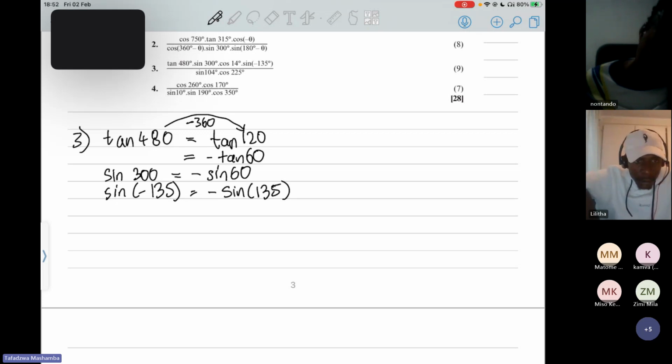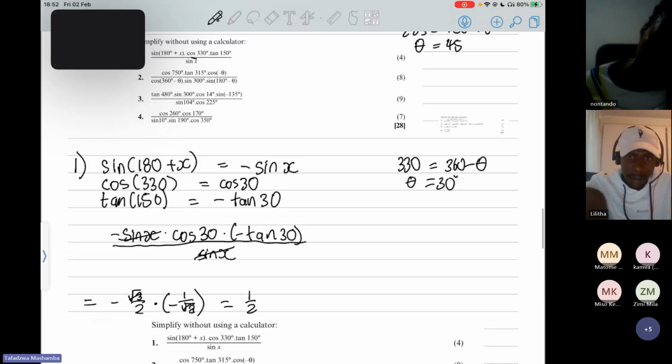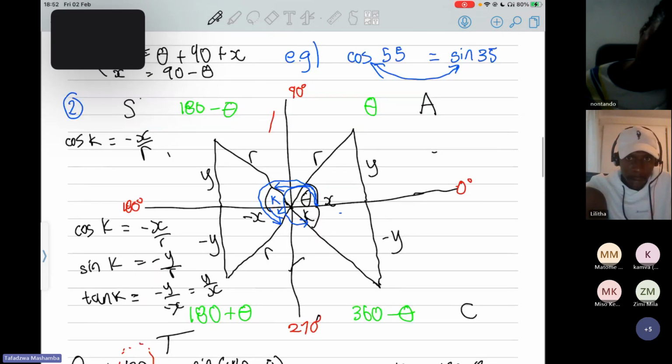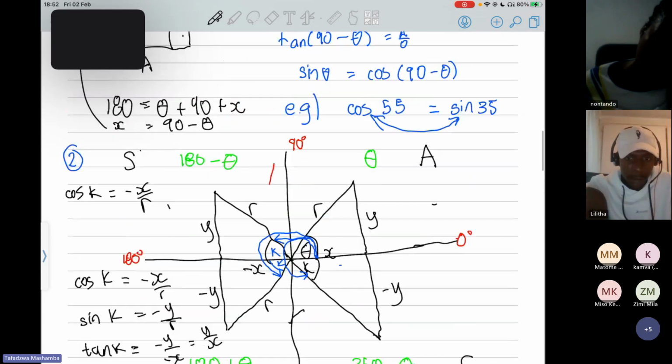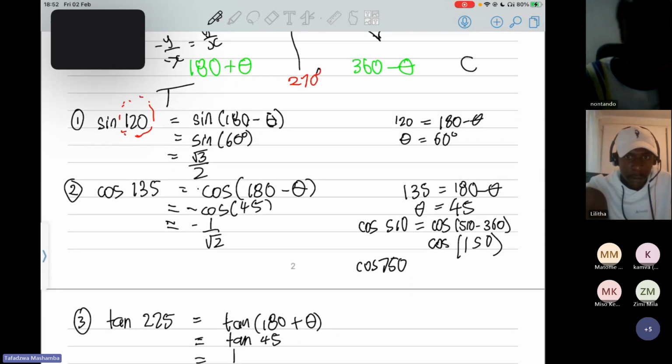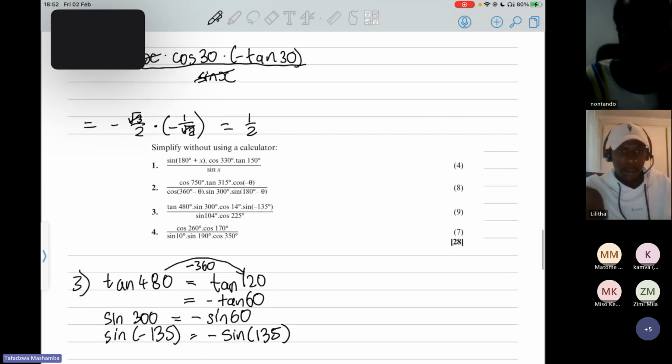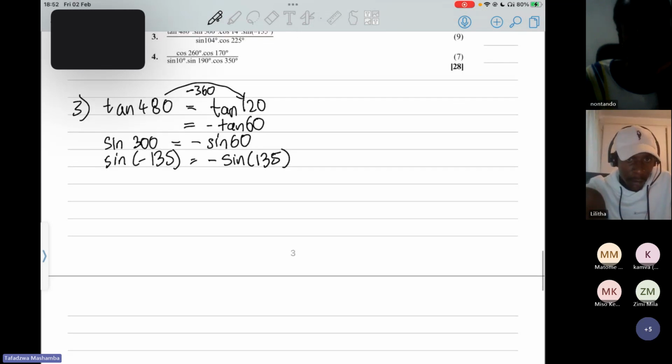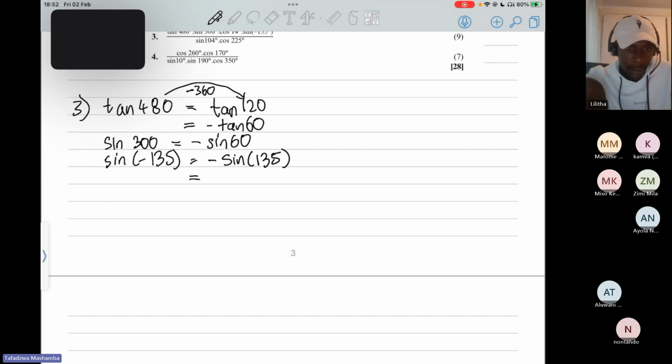But if this was cos of minus 135, it would actually stay the same, based on the rules and the proofs. So sine of 135, forget about the negative, just look at sine 135. This looks familiar because it's in the quadrant. We solved this one earlier on, and essentially it's going to be sine of 45. Sine is positive in that quadrant, so we don't have to worry about that. So it just becomes sine of 45.